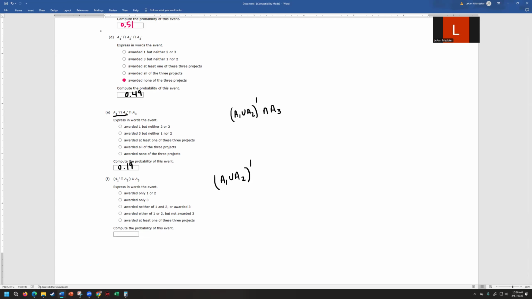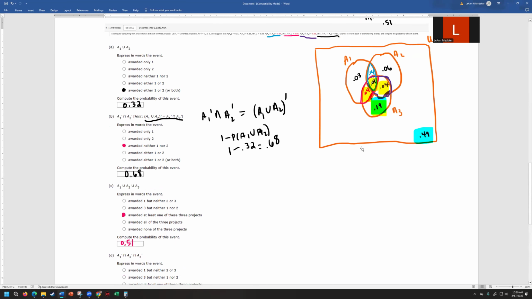This one was awarding 3, because you were giving someone 3, but not 1 or 2. So because those were complemented, and but means intersect. And then this one, this would be, let's see. Neither 1 and 2 or 3. Yeah, so it's going to be this one right here. So awarded neither of the 1 and 2. So that part, neither of those two. And or, because we're doing a union with that, we awarded 3.